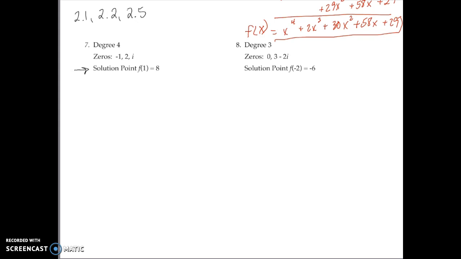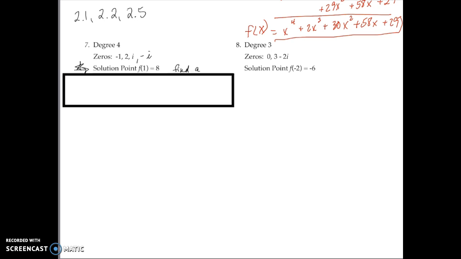If the instructions say any, but give you a solution point, then you should write an accurate equation. So degree 4, we have 3 zeros given. We know that if i is a 0, then negative i is also a 0. And because of this solution point, we are going to have to find a, the leading coefficient. Take a moment and set up your factored form or the linear factors for this polynomial function. Pause the screencast, write the linear factorization, and then check your answer.